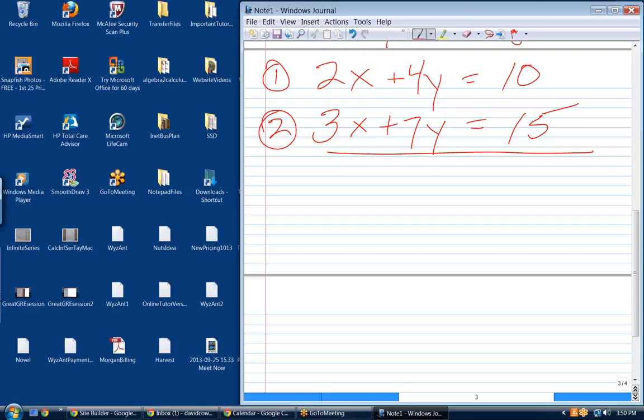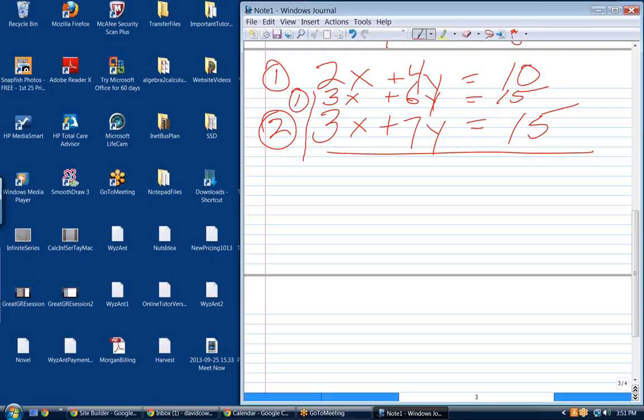I can do a couple of things. What most people wouldn't like to do, but is easy enough to do with this, is what if I multiply the top by 1.5? Makes this 3x, makes this 6y, and makes this number 15. Okay? So this is still equation 1. It's just been manipulated a little bit.